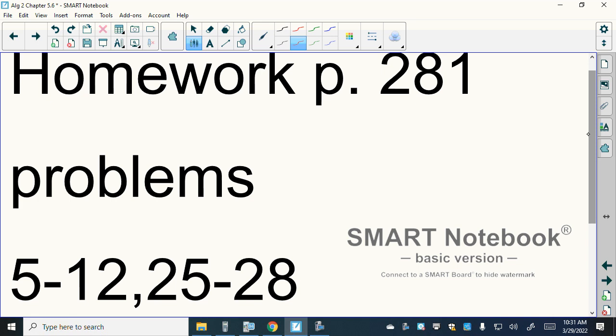25 through 28, find the composite function and state the domain. Just find the composite function. I don't want the domain for those there. And the main difference for those is you're going to have 2x to the negative 1 and 5x minus 5.